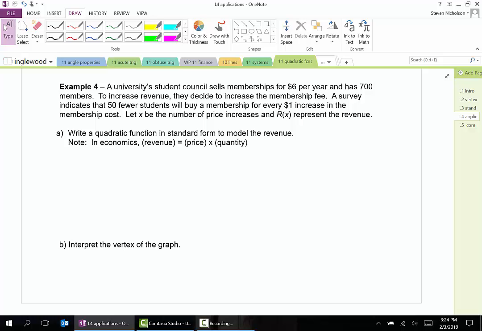So here's a story. Here's the information that's known. A survey indicates that 50 fewer students will buy a membership for every $1 increase. And here's our base information right here. So basically, what this is saying is, for every dollar above $6 you sell a membership for, you're going to get fewer students buying it. And based on this story, we might want to determine, well, at what price should we sell our memberships so we generate the most revenue? So our first question would simply be to write the revenue function as a function of x.